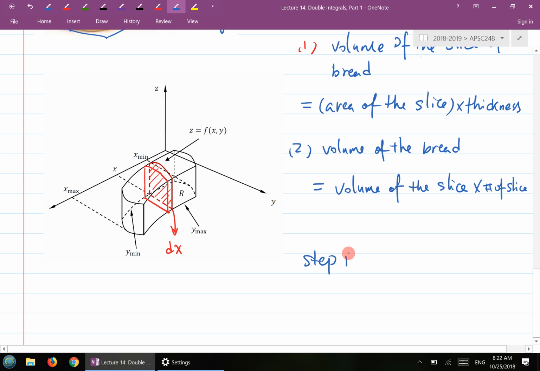Okay, this is step 1 here. Step 1 here requires the information of the area of the slice. Okay, so what will be the area of the slice here, which is basically the shaded area over here. Okay.